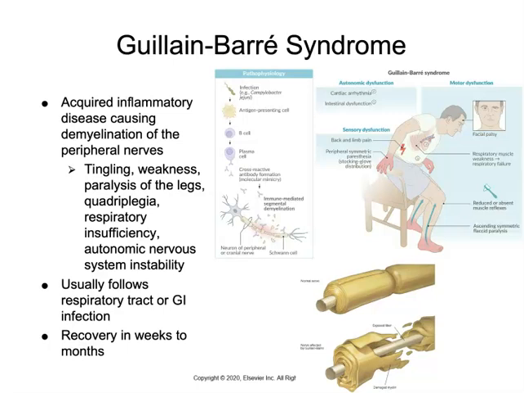Next up, we have Guillain-Barré syndrome, or GBS, and this is an acquired inflammatory disorder that causes demyelination as well, but this time it is within our peripheral nerves, and this leads to progressive muscle weakness and paralysis. It often is going to begin with a tingling and weakness in the legs, which can advance to quadriplegia, respiratory failure, and autonomic instability, which affects the heart rate and blood pressure.